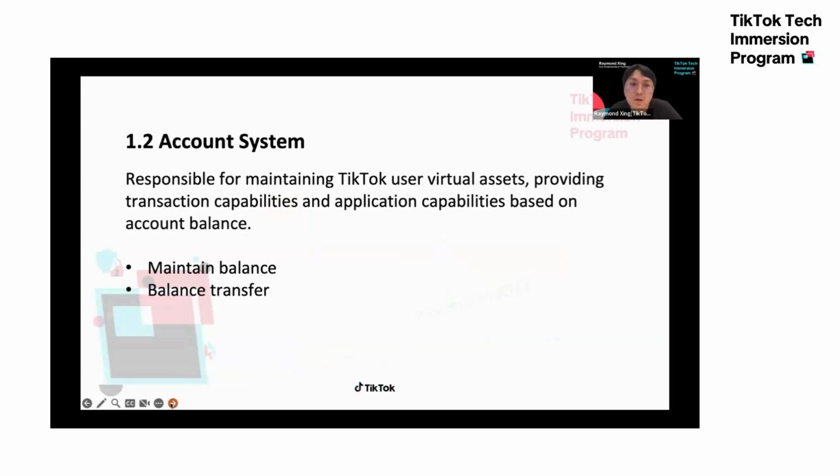Next slide, please. For the account system, the account system is at the bottom layer of the user's wallet. It maintains the TikTok user's virtual assets and provides the bottom-layer transaction abilities to the outside, like the purchase system, withdrawal system, transaction system, and so on. The key part of the account system is maintaining the user balance. We need to ensure the user balance is not wrong and is displayed correctly. Another ability is balance transfer. You can consider that we save the user balance in the account, and we need to ensure what amount moves from one user to another user. Mainly, the account system provides this part. Next slide, please.